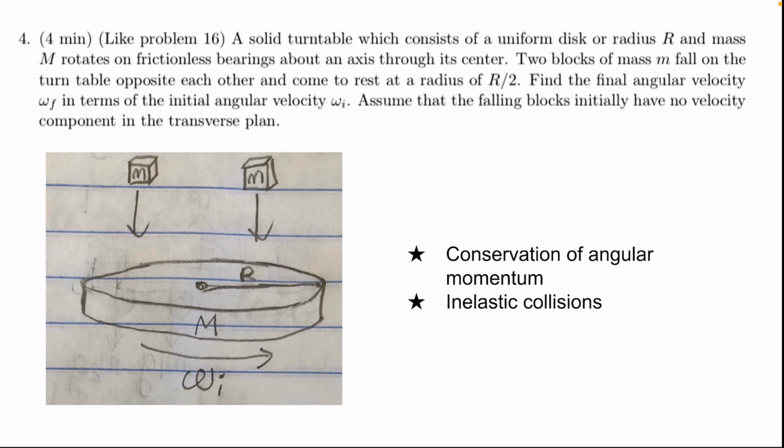So the two main concepts that are going to be important for the situation are the conservation of angular momentum and inelastic collisions. When it comes to conservation of angular momentum, we know that the initial angular momentum is going to equal the final, and having some extra knowledge about the nature of inelastic collisions can also be helpful. The one thing I wanted to say really quickly is that the problem indicates that there is no velocity component in the transverse plane for those falling blocks initially.